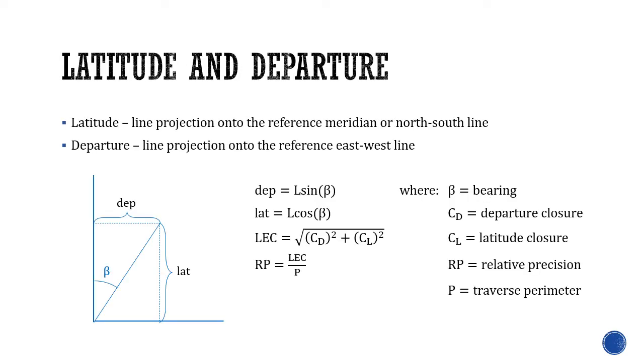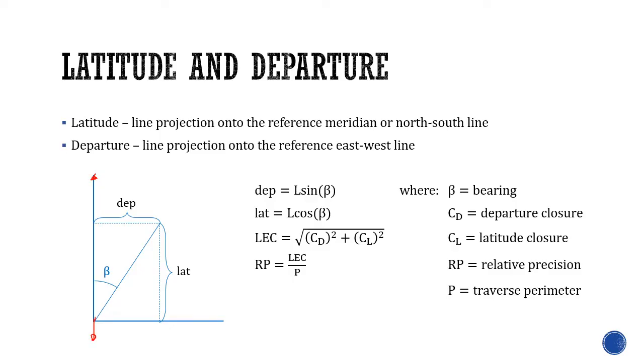And so, recall natin latitude and departure from the last meeting, no? So, latitude is the projection onto the meridian, no? So, meridian or north-south line. So, suppose class, this is north. Okay, connect mo sa south. So, that is the north-south line. Another term for that is the meridian.